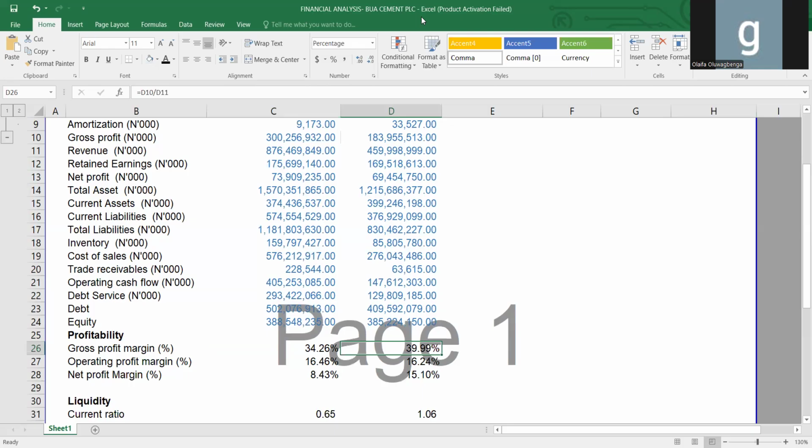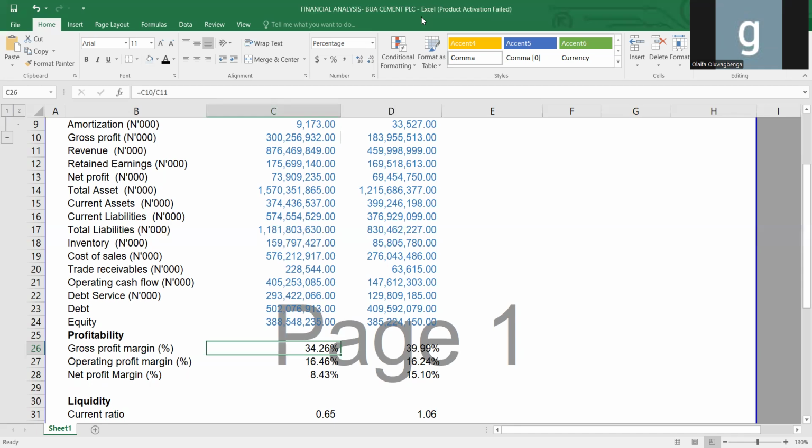Instead of asking this question, what profit will I make? The Goal Seek function simply asks, what sales level do I need to achieve a gross profit margin of, say, 40%? What sales level do I need to achieve a gross profit margin of 40%? And so, to do this, we simply apply the Goal Seek function.